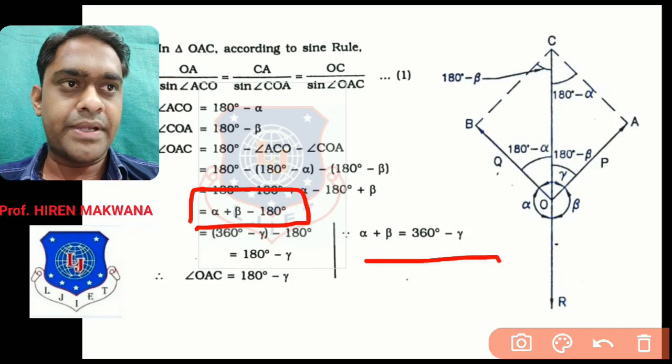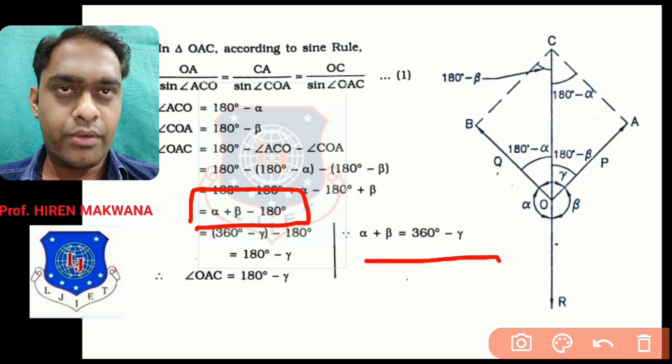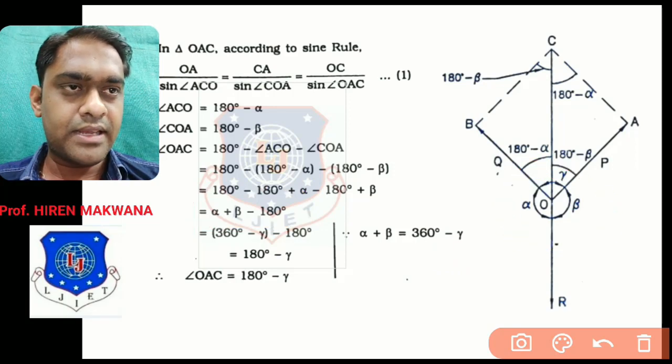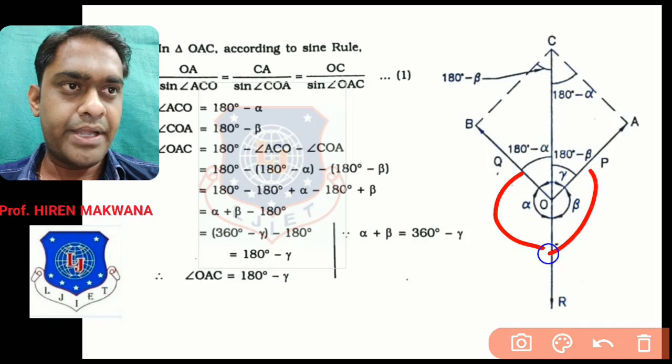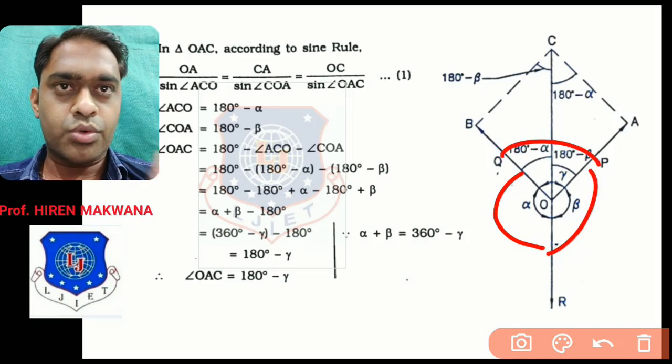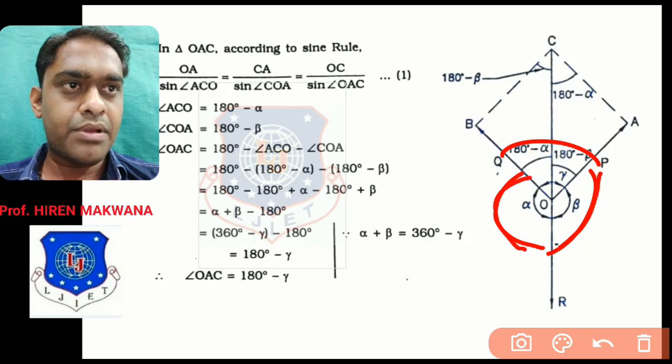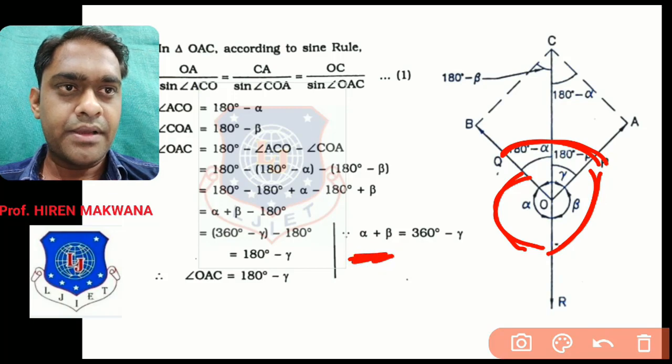Now what is alpha plus beta? Carefully check this circle. In this circle, there are three angles, alpha, beta and gamma. So the total will be 360. So alpha plus beta plus gamma is equal to 360. So what is alpha plus beta? It is 360 minus gamma.